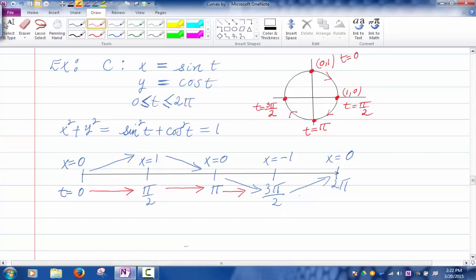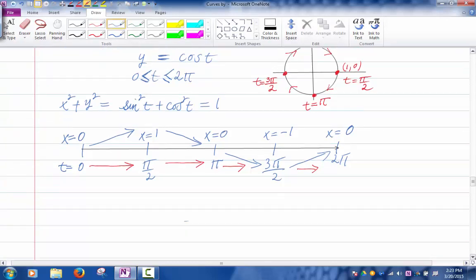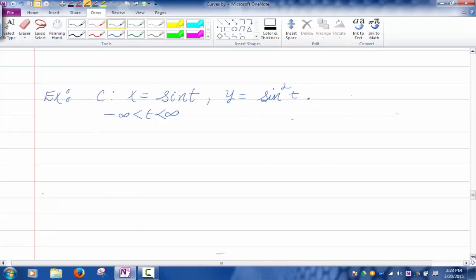And finally, as t progresses from 3 pi over 2 to 2 pi, you are coming back to the same point that you started with. So it means that you got the entire circle and you traced it clockwise. Is that okay? Questions? All right. Next problem.